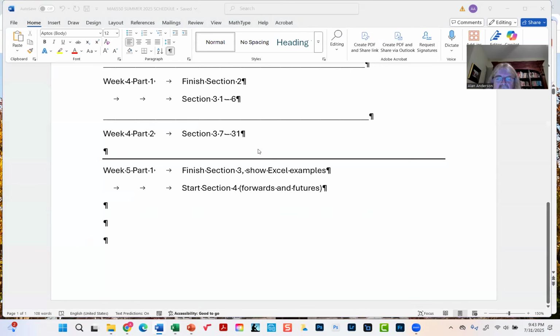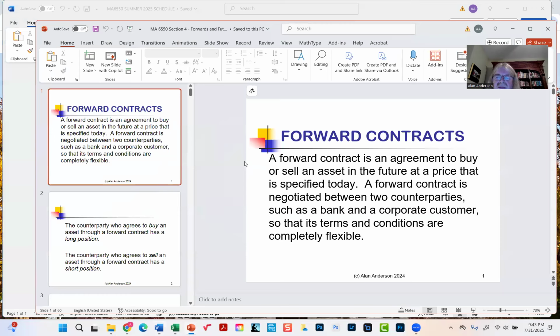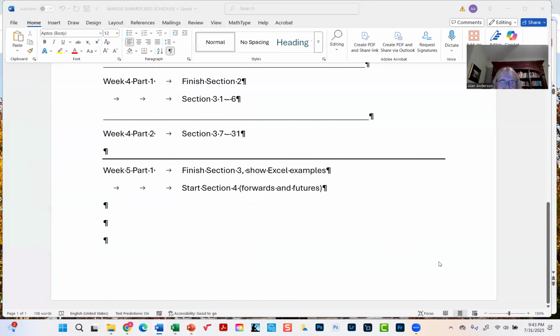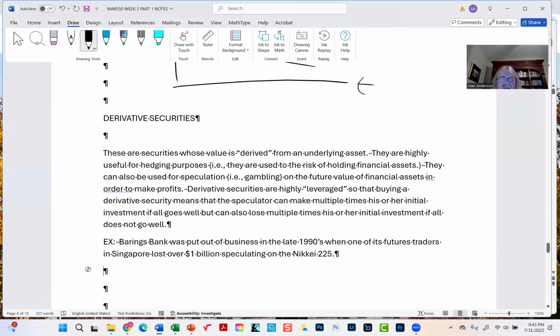So anyway, what is a forward contract? Well, it's an agreement. It's very simple. It's an agreement to buy or sell an asset in the future at a price that is specified today. This takes place between two counterparties, maybe a corporate customer and a bank, and so then they can negotiate any terms that they want. For example, let's just make up a quick example of this.